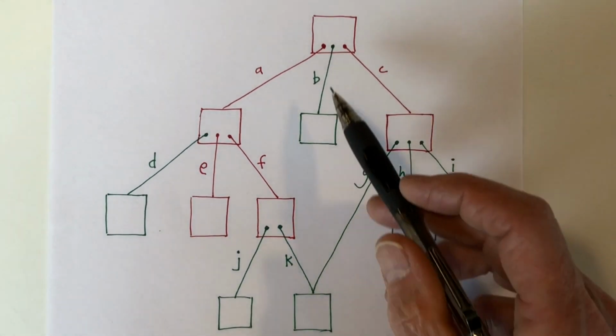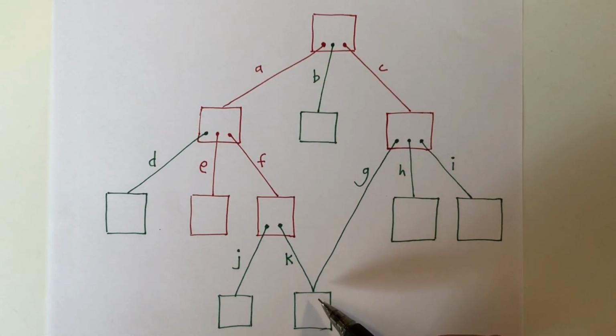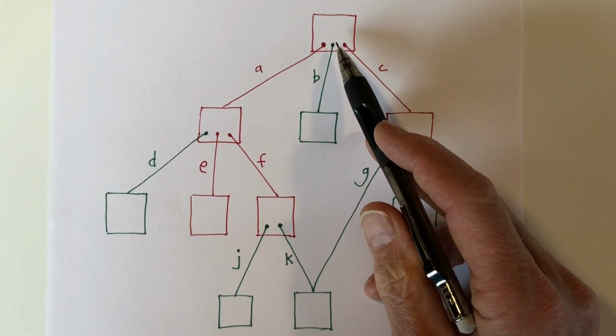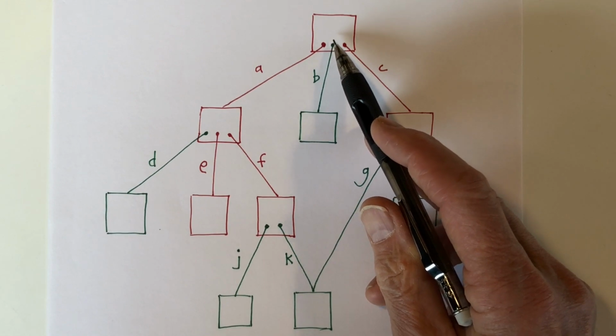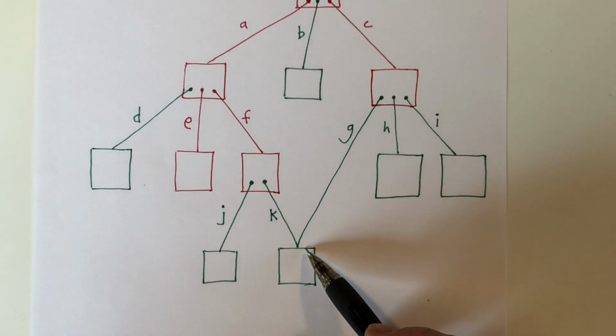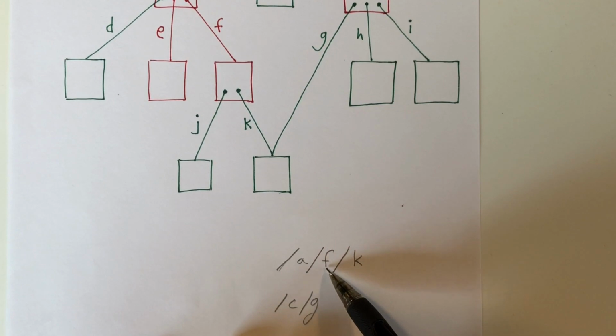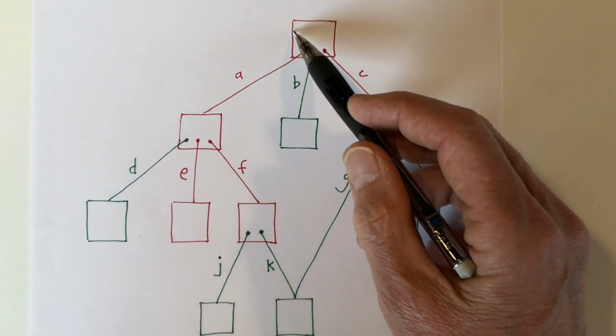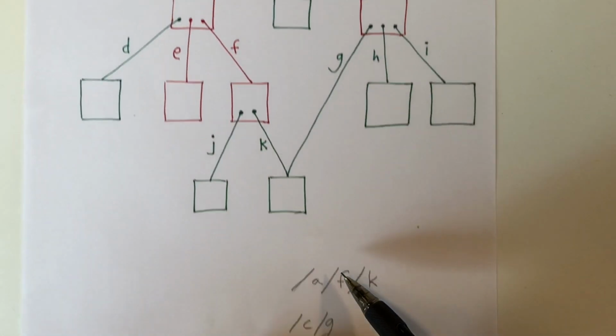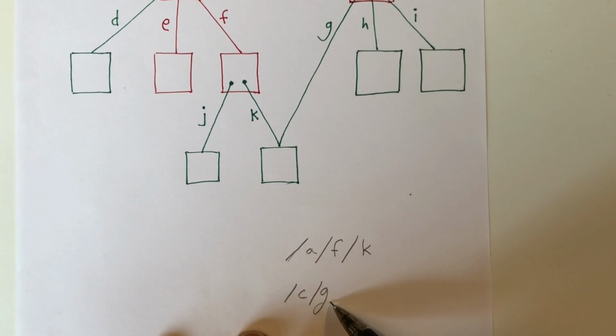And of course, you remember that we refer to files by their path names. The file itself does not have a name. Instead, we refer to it or access it based on its path name. So for example, this file here could be referred to as /a/f/k, or we could also refer to the same file using another path name.